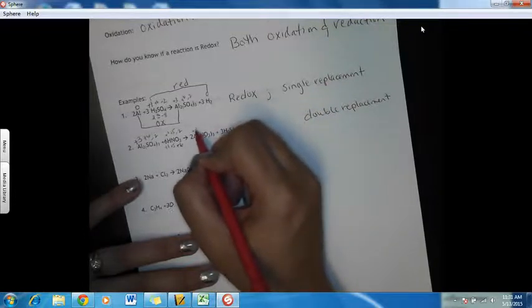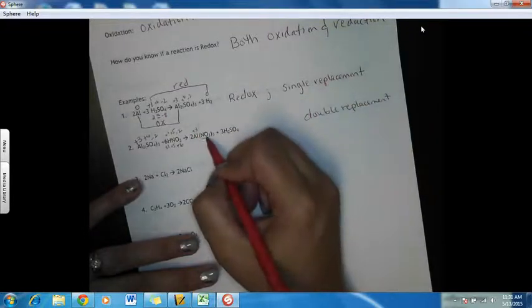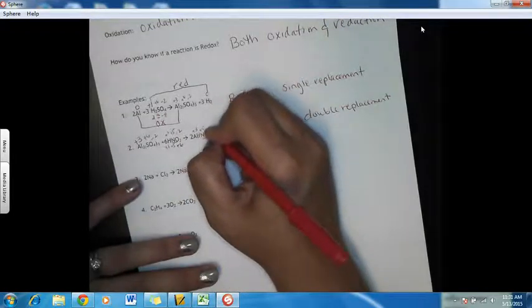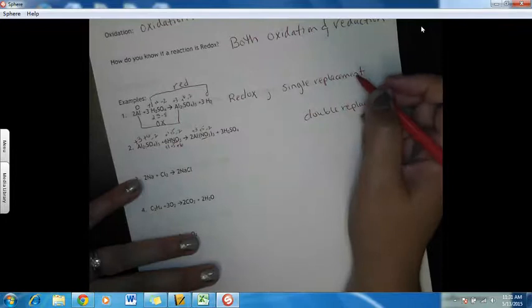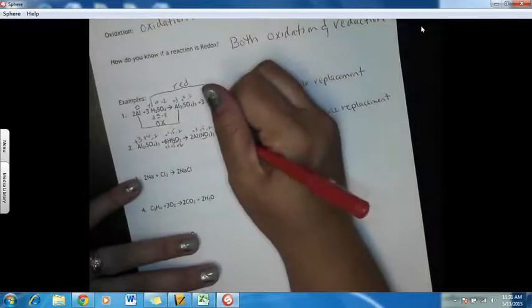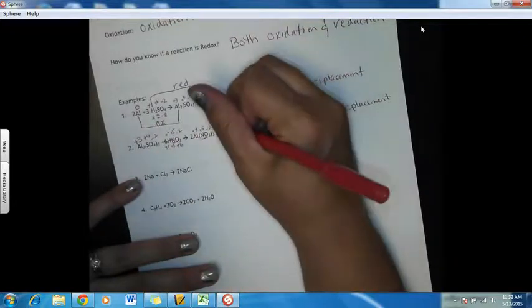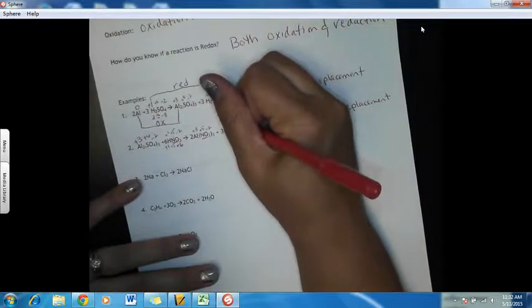So that's still plus 3. Oh look, we still got nitrate, right? That means nitrogen's still plus 5. Oxygen's always at minus 2 in the compound. So over here we got hydrogen, still plus 1 in a compound. I still have sulfate, right? So that sulfur is still 6. And that oxygen's still minus 2.